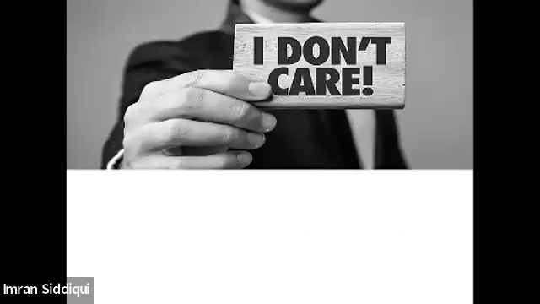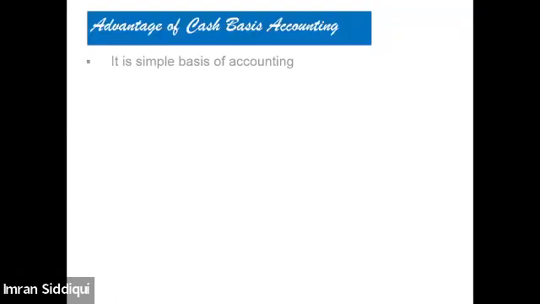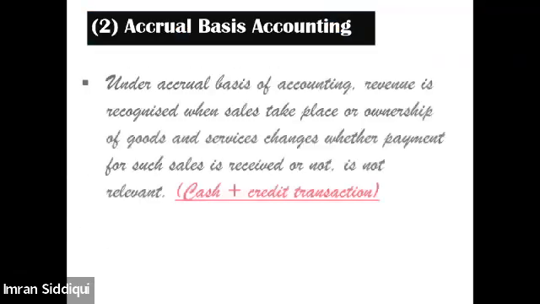Then we have understood that there are certain transactions that need not be recorded while doing cash basis accounting, like outstanding expenses, prepaid expenses, accrued income. There is no concept regarding outstanding, prepaid, accrued and advance income. Then we talked about the advantages and the limitations.